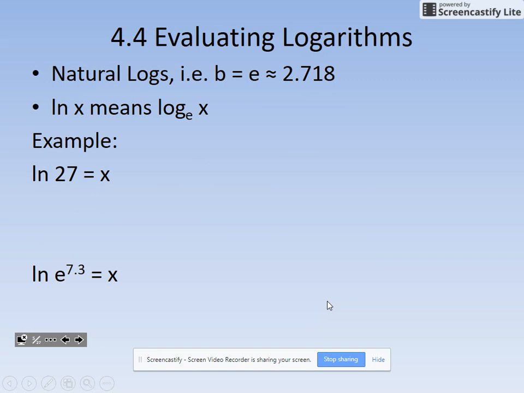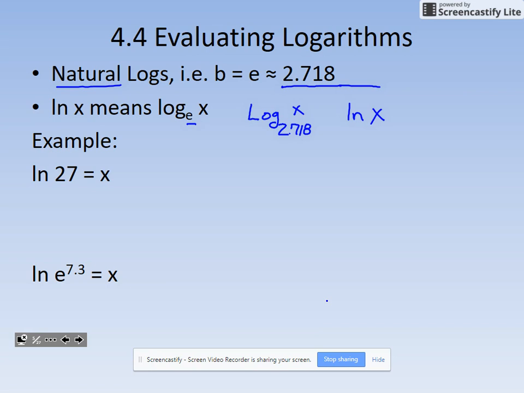Now, base 10 is what we call common log. If we have base e, we call that the natural log. And e is equal to 2.718, and it goes on just kind of like pi would. In fact, if you wanted, you could write this out as log base 2.718 of x. But that's pretty clumsy, and so we just simply say the natural log of x.